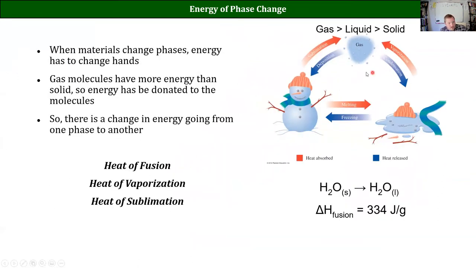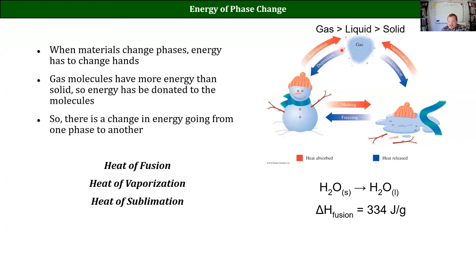All right, this section is mostly about the vocab and understanding how these processes work. But it also has to do with the energy of the different states. You can have water in all three states simultaneously: liquid water, gas water, and solid water all at the same time. And even if they're all at the same temperature, they're going to have different energies. At the same temperature, a gas molecule is going to have more energy than a liquid molecule, and a liquid molecule is going to have more energy than a solid molecule.